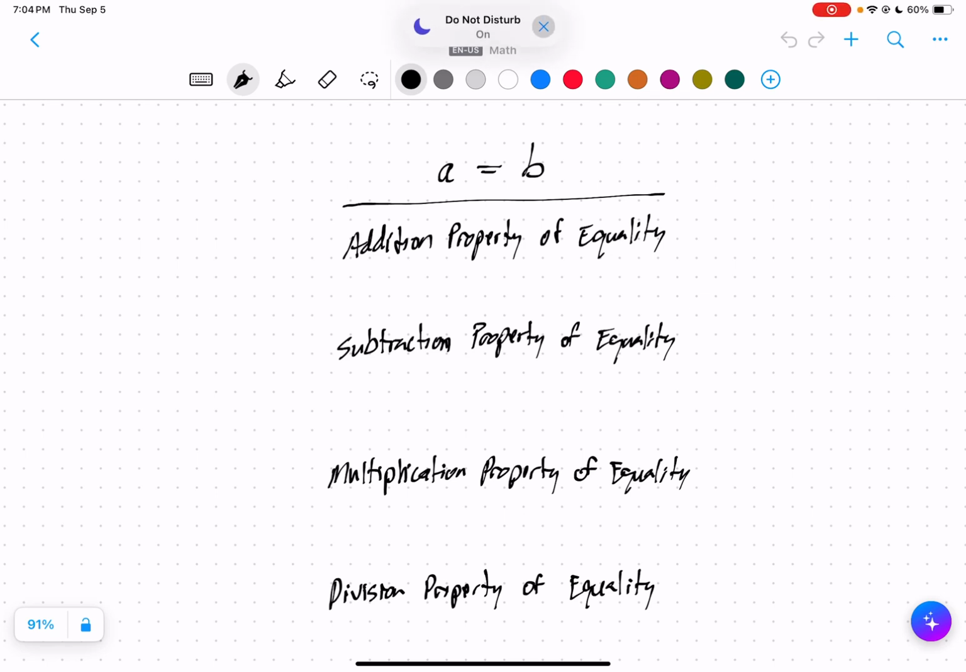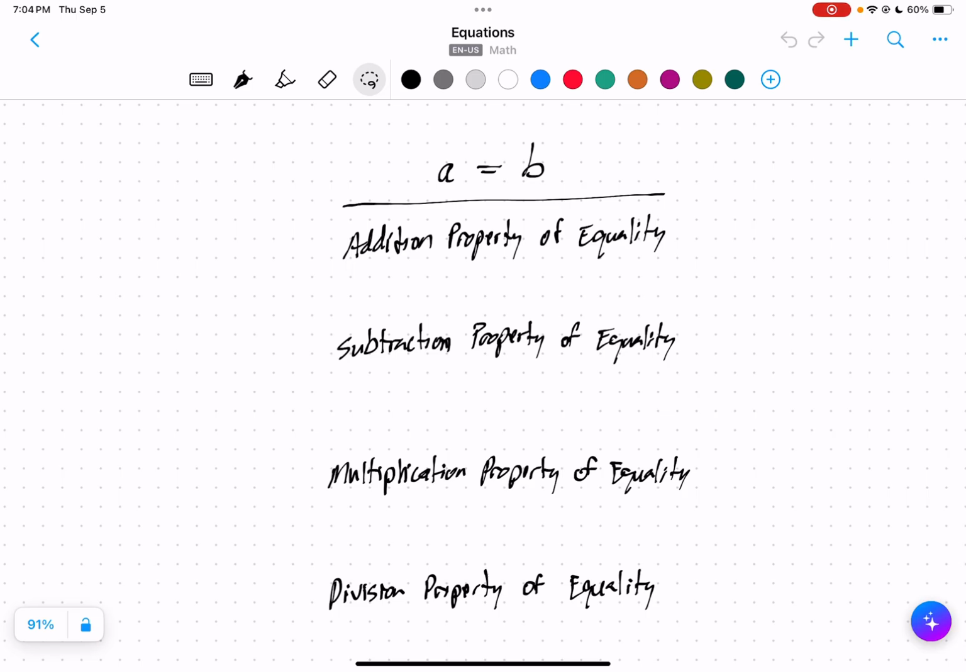Today we're going to take a look at equations, and when we think about an equation, I want you to think about a scale where one side of the equation must equal the other side of the equation. In our example here, we have A is equal to B. Now there are some properties around equations.